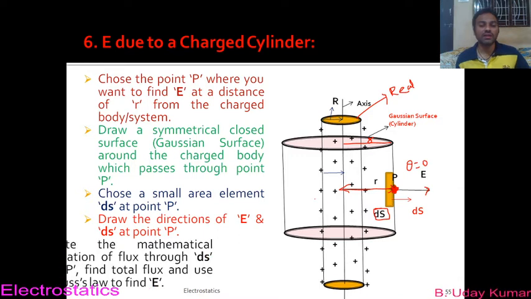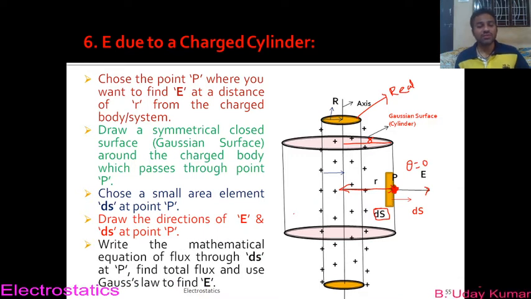Okay, and let us go. Now we have to write the mathematical equation of the flux passing through ds, and once after writing that equation, if you integrate, you get the total electric flux passing through this Gaussian cylinder. So what is this flux? You already know, since it is a charged cylinder in which the positive charge is there, the electric lines of force will be coming out like this.